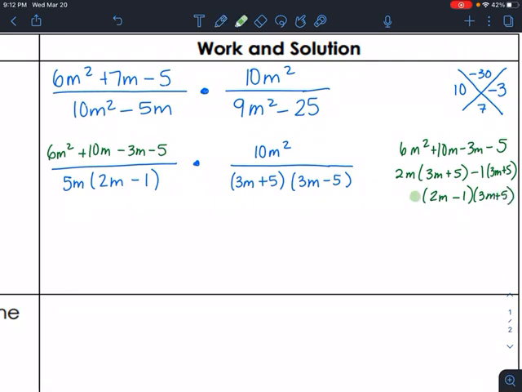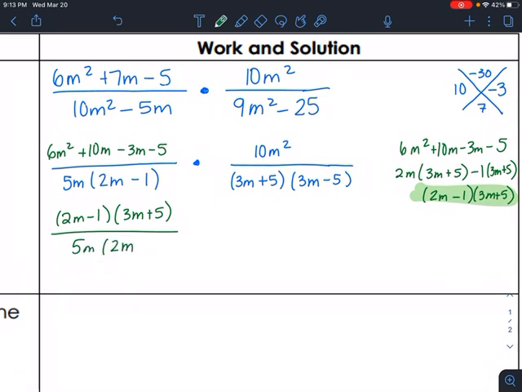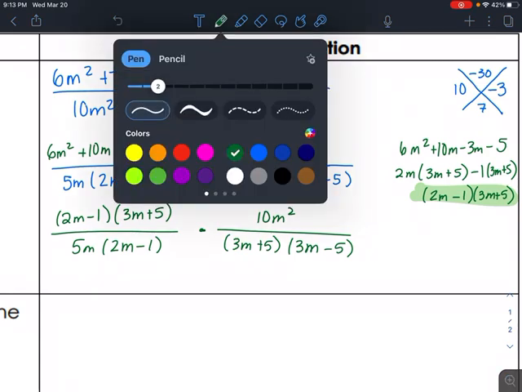So we're going to take this expression and put it here. So this becomes 2m minus 1 times 3m plus 5, over 5m times 2m minus 1, times, I'm just rewriting this down here. And now we are in business to start eliminating common terms.